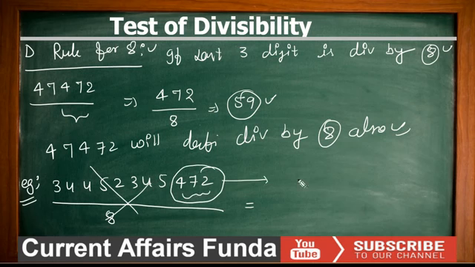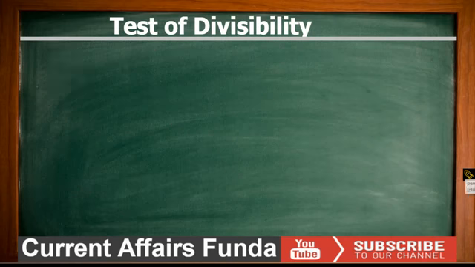If the last 3 digits are divisible by 8, then your whole number will definitely be divisible by 8. That is the basic concept that I'm telling you. Okay, guys, now let's move to our next topic, the divisibility rule for 9.